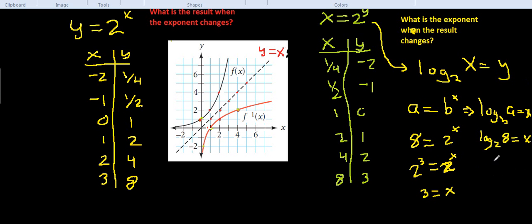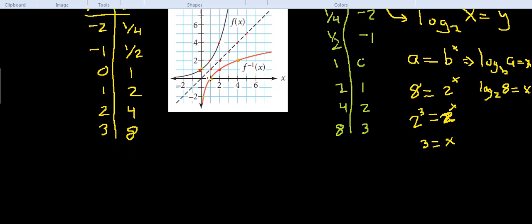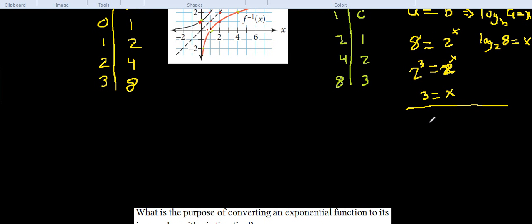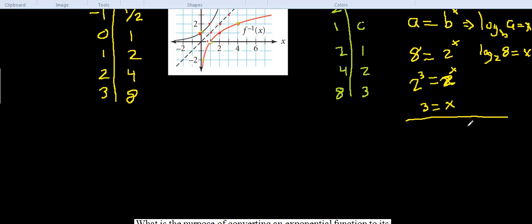And using technology and other techniques, we will be able to find this answer just as easily as finding any other, using properties of logarithms that we're going to get into. Now, this one we know the answer is going to be 3. But let's do a different one here. Let's say 7 equals 2 to the x.